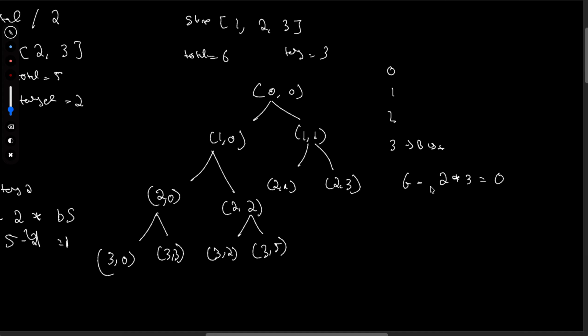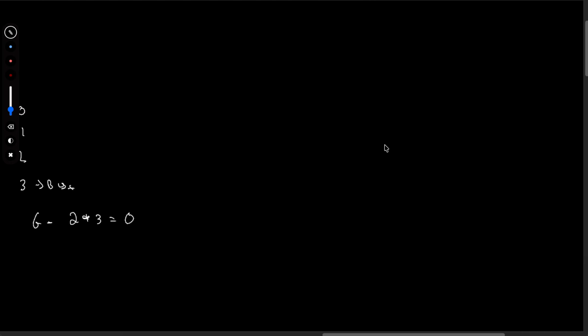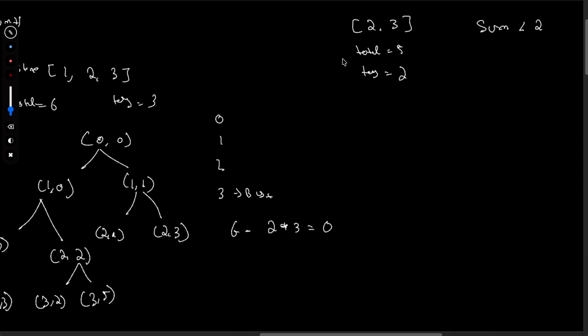Okay, if we have stones 2 and 3, the total is 5 and the target is 2. So find the maximum subset sum that is less than or equal to the target. When we do recursion, we think about what changes in every call.